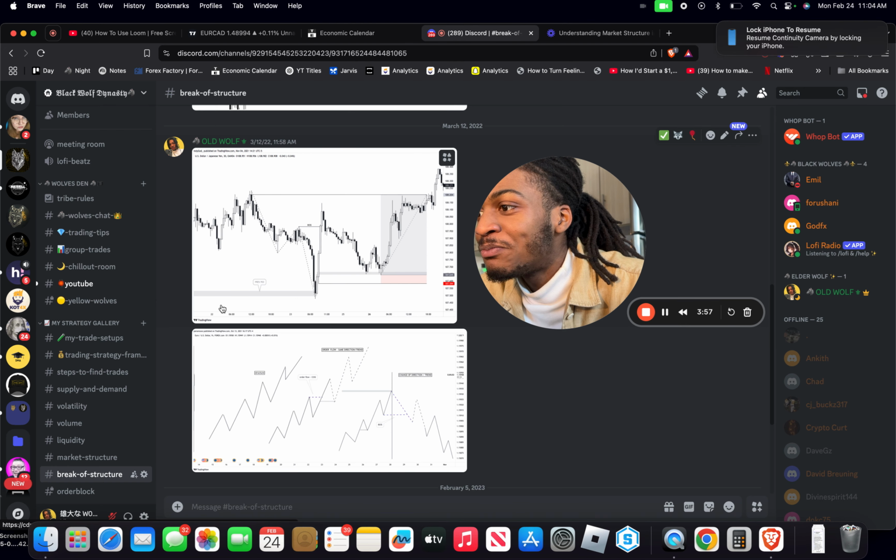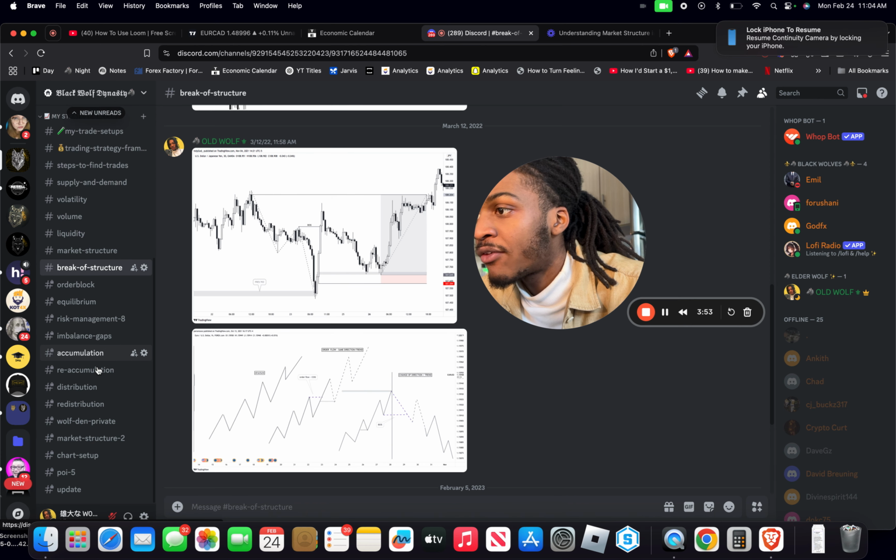If we're now looking in my Discord, I'm actually about to show you guys an example of the 2 types of trade setups that I trade, which are order blocks and fair value gaps.